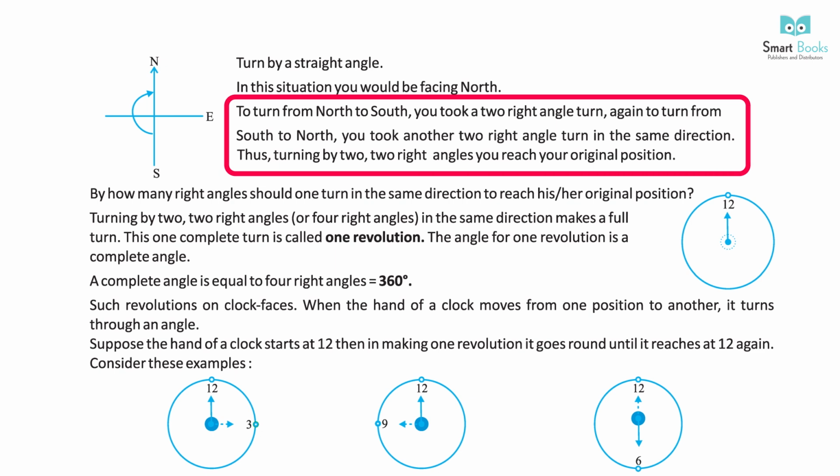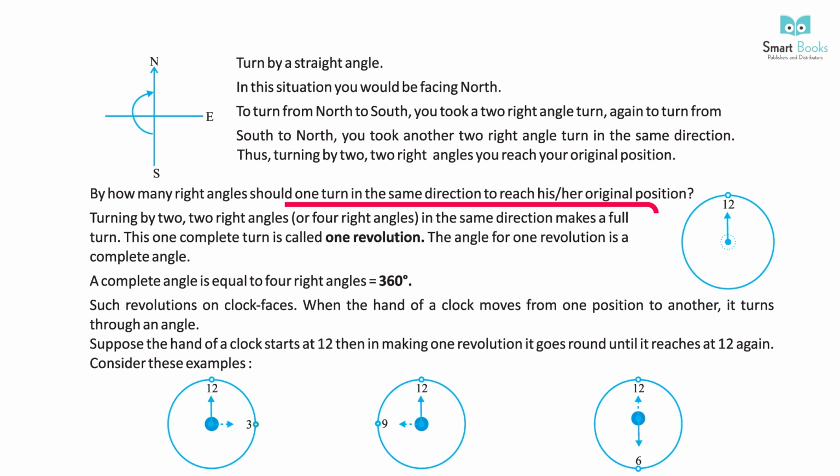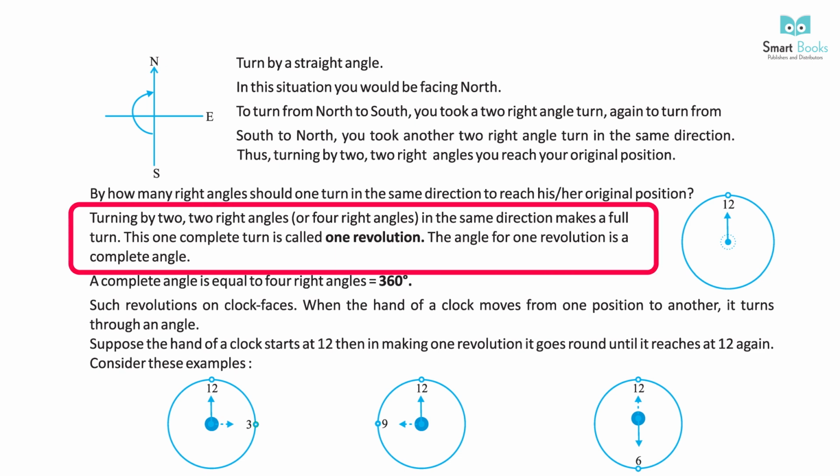To turn from north to south, you took a 2 right angle turn. Again, to turn from south to north, you took another 2 right angle turn in the same direction. Thus, turning by 2 right angles, you reach your original position. By how many right angles should one turn in the same direction to reach his/her original position? Turning by 2 right angles or 4 right angles in the same direction makes a full turn.